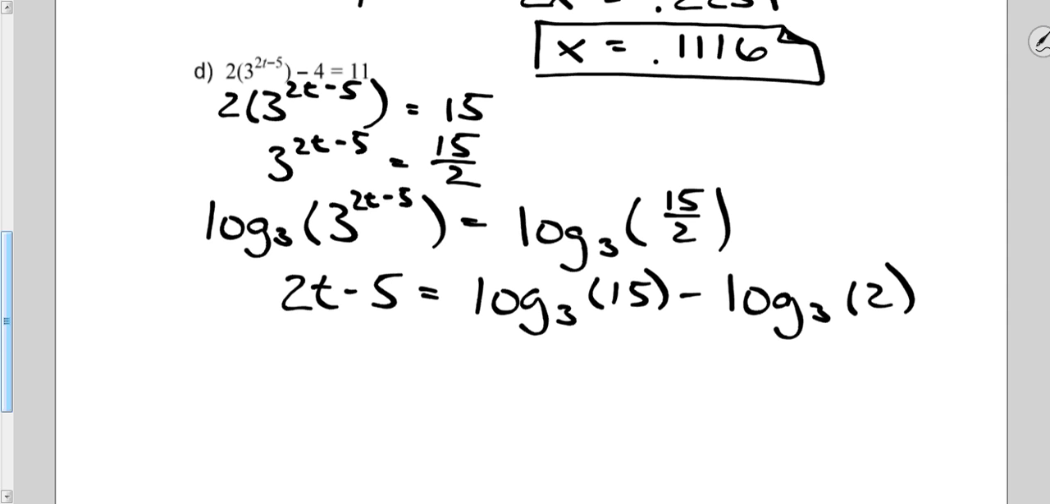Now, how would I evaluate that? Change the base. What base should I change to, Riley? Let's say 10. Common log? Okay. Change the base of log base 3 of 15: log of 15 over the log of 3. Log 15 over log 3 minus, since we did common log here, can we do natural log on the other one?